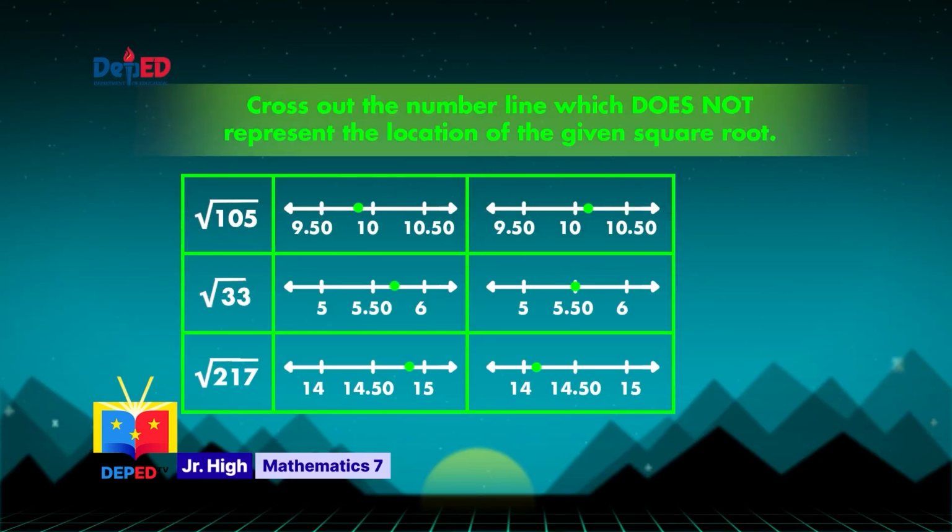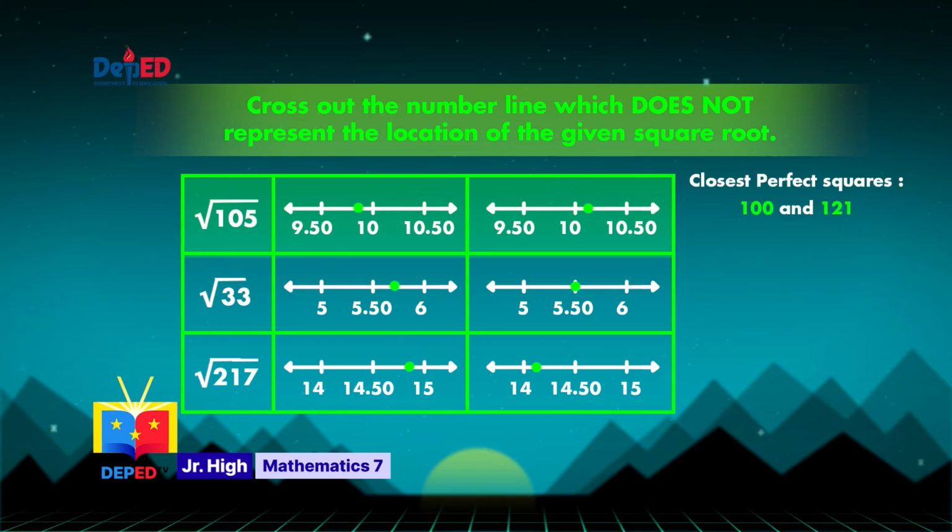This time, we are given two number lines which may or may not indicate the location of the given square root on the left. Cross out the number line which does not represent the location of the given square root. Let's answer this together. First is the square root of 105. Which of the two number lines displays the square root of 105 incorrectly?